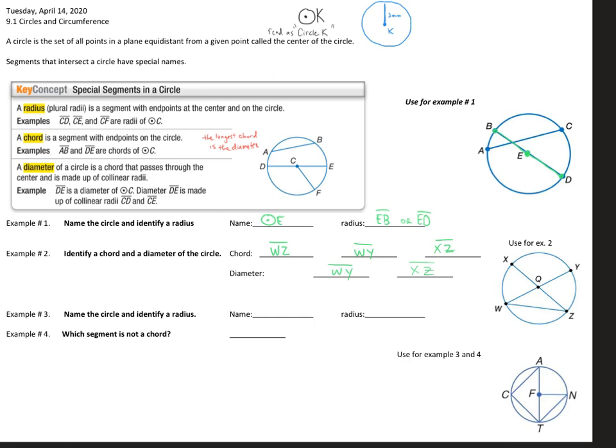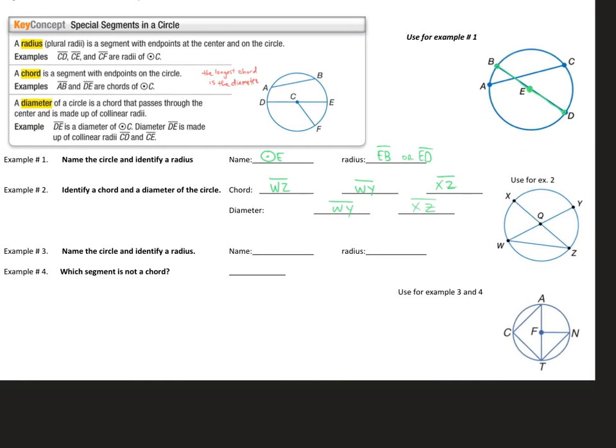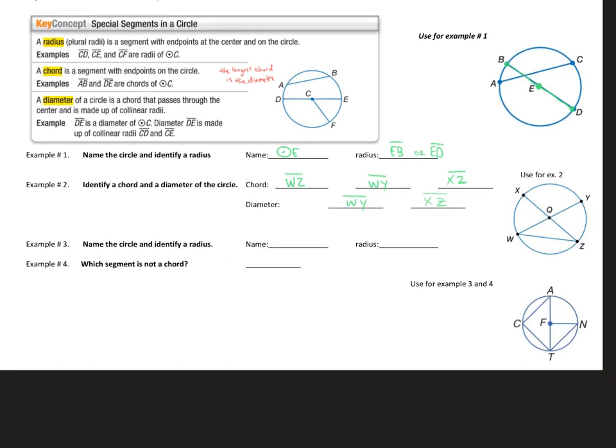Diameters. Name a circle and identify the radius right here for example number 3. That's down here in the bottom. So I look, the name of this is going to be circle F. That's the center point. There is a radius in here. There are 3 of them. You could say FA. You could say segment FT if you wanted. Or you could say segment FN if you wanted. All 3 of those are radii of the circle.